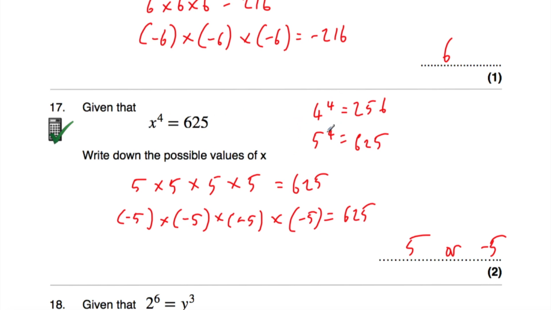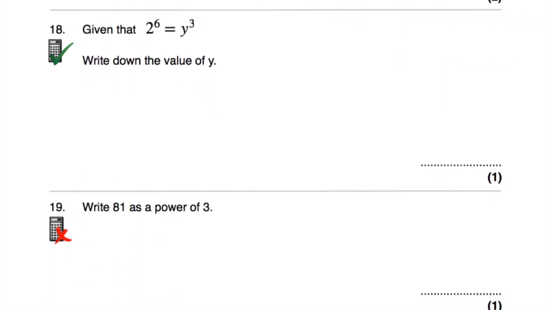We tried 4, then we tried 5. We could have done the fourth root of 625 on our calculator, and that gives you 5. So that means that one of your solutions is 5, and then you would just consider negative 5, and that would be the other solution. Okay, let's have a look at our next question, question number 18.